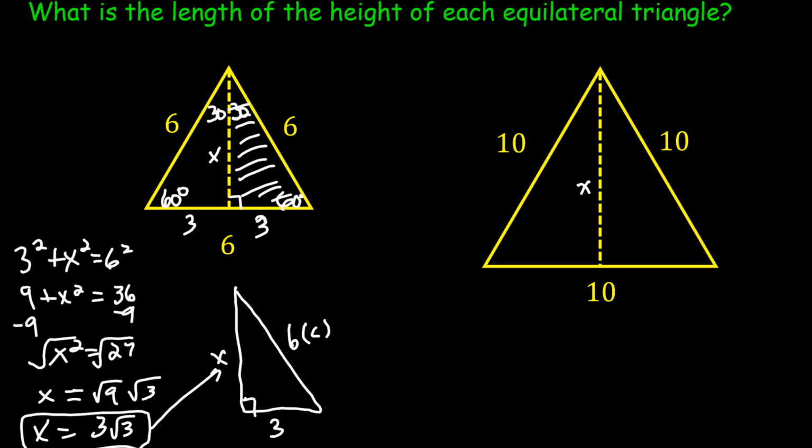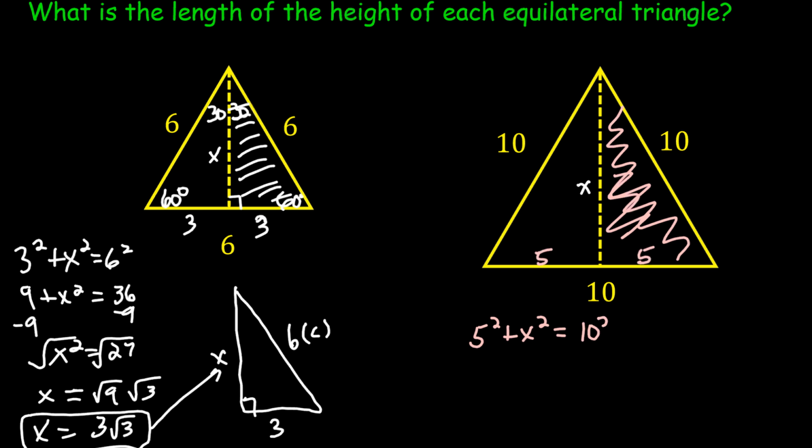Let's do another example, and let's see if we can find a pattern this time, which we will. Same idea here. We've got 5 and 5 on the bottom. And so if I want to figure out the height of that shaded in triangle, I'm going to do 5 squared plus x squared equals 10 squared. This gives me 25 plus x squared equals 100. We'll subtract 25 from both sides, and we get x squared equals 75.